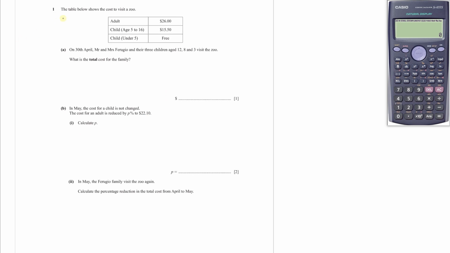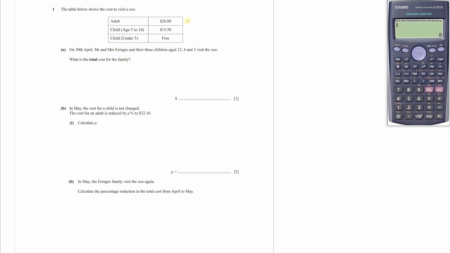Question number 1: the table below shows the cost to visit a zoo. An adult ticket is $26, a child between the age of 5 to 16 is $15.50, and a child under 5 is free. On 30th April, Mr. and Mrs. Ferruggio and their three children aged 12, 8, and 3 visit the zoo. What is the total cost for the family?